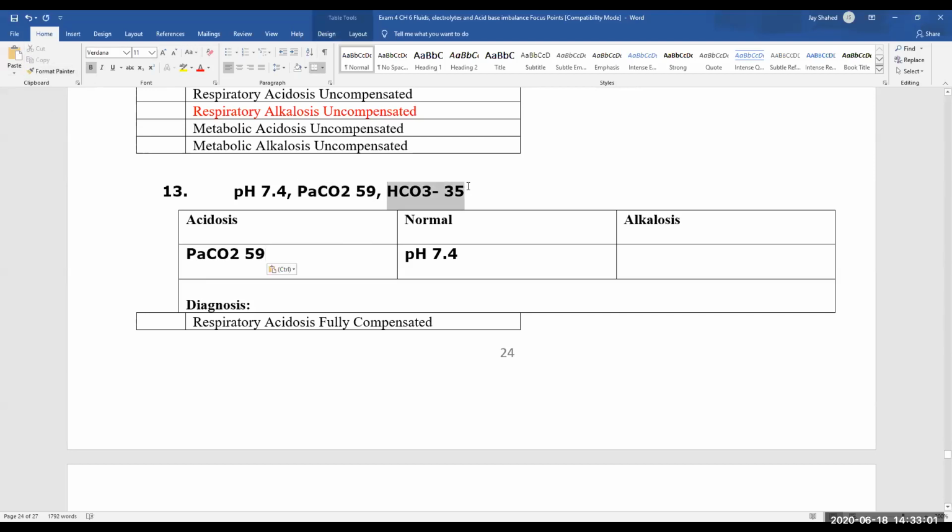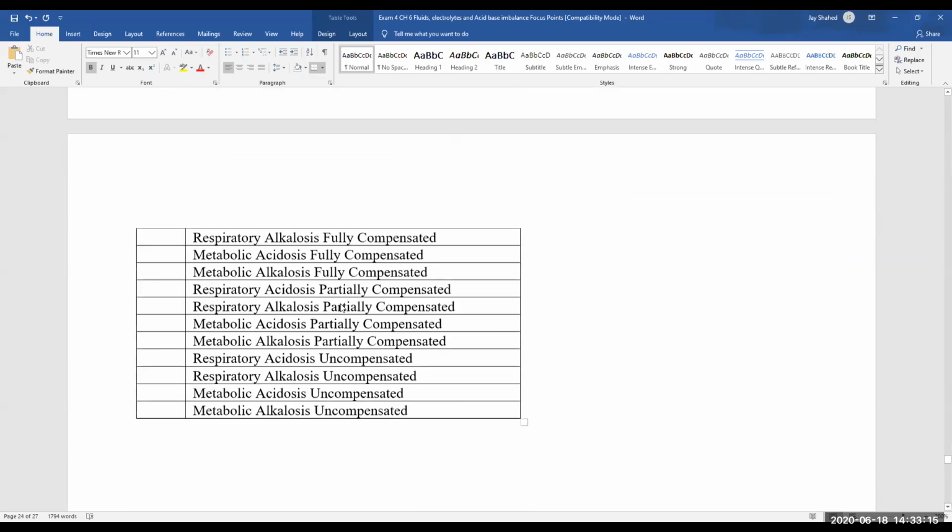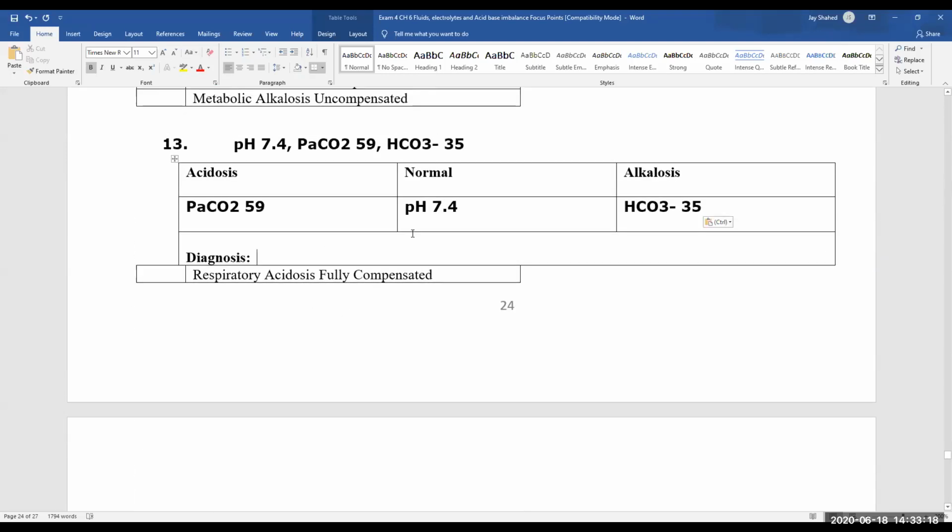Then basic. All right, so now what? Isn't it combined? Respiratory acidosis. Is it mixed? Metabolic? Is it mixed? Would it be metabolic? Yeah. Alkalosis fully compensated? Yes, that's what I think too.